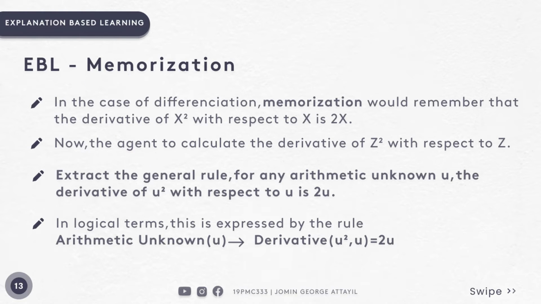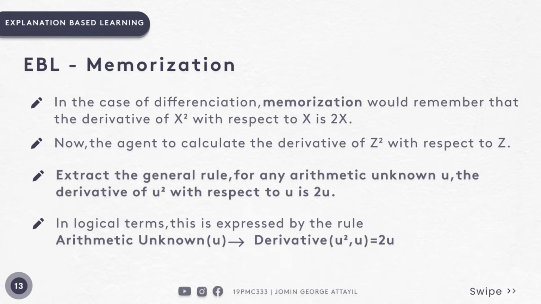Now let us see the importance of memorization in explanation-based learning. In our differentiation example, we receive the example x square with respect to x. Here x is the random variable. We need to solve this equation by applying the differentiation rule. Then we get the result is 2x.